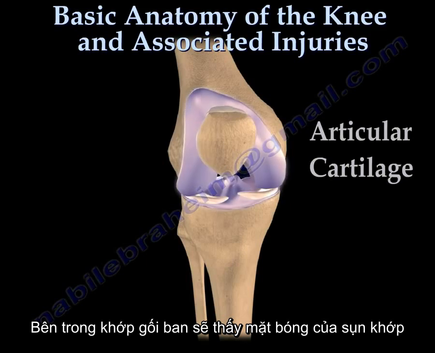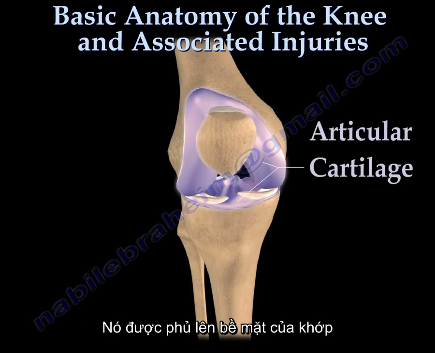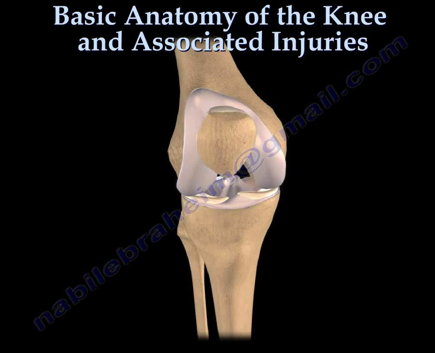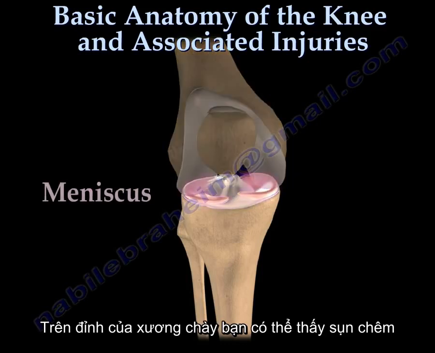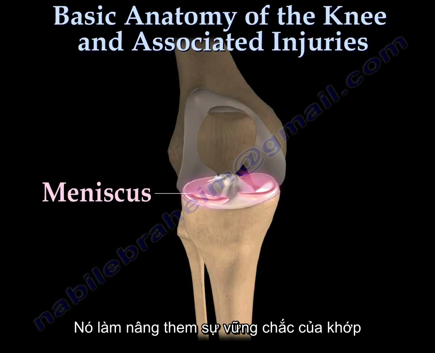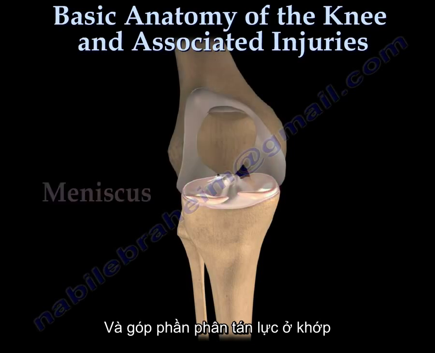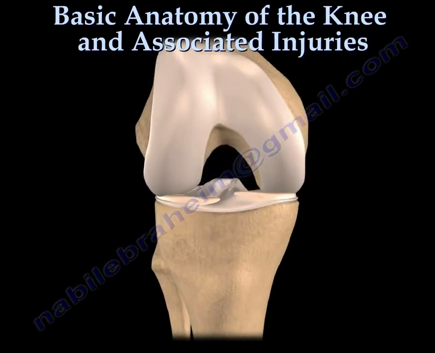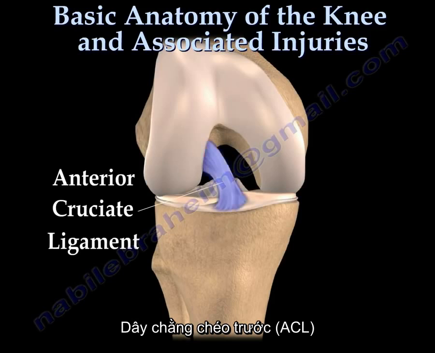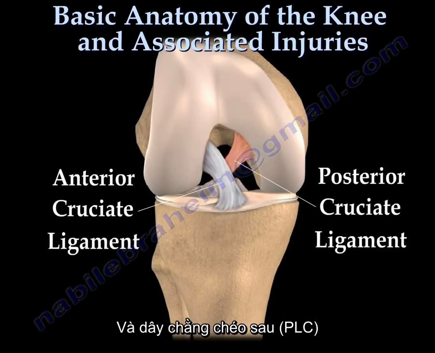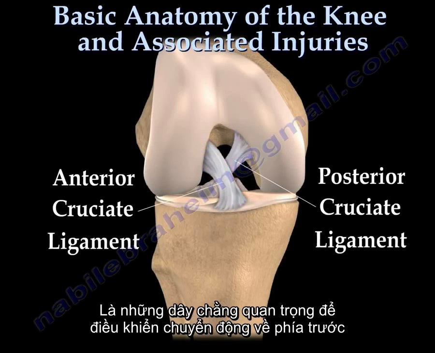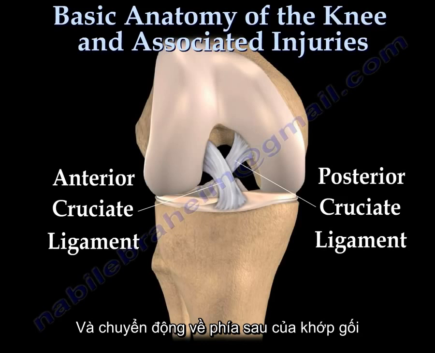Inside the knee, you will find the smooth articular cartilage that covers the joint surface. Resting on top of the tibial cartilage, you will find the meniscus, which improves stability of the joint and helps distribute weight. The anterior cruciate and the posterior cruciate ligaments are important ligaments that control the forward and backward motions of the knee joint.